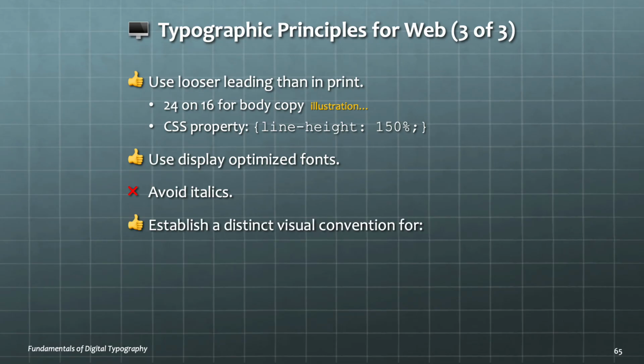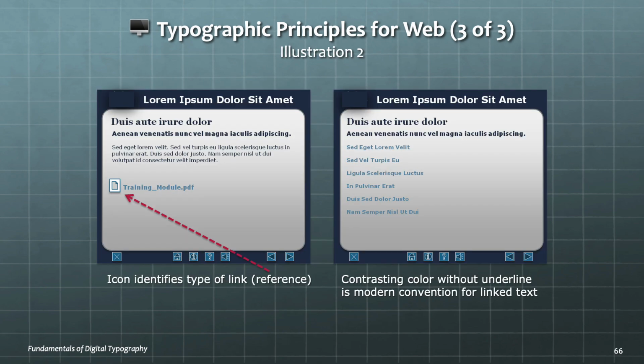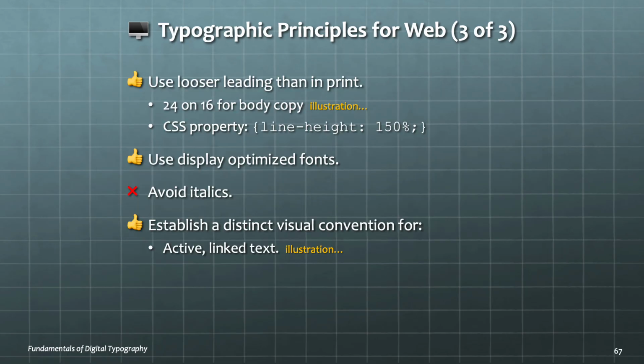Make sure you establish distinct visual conventions for active linked text. Here's an example of use of an icon to indicate a type of link and a standard visual convention for active linked text on the right. In this case, it's a dark blue color with no underline. Visited links should have a different look than active text that has not been visited. Use these conventions consistently across your entire website or document.